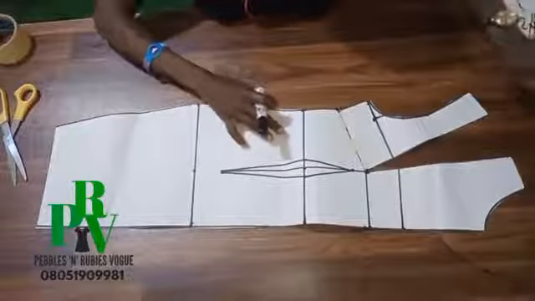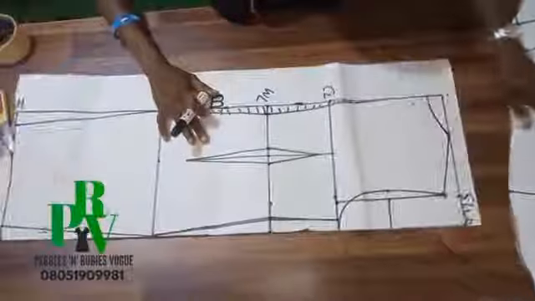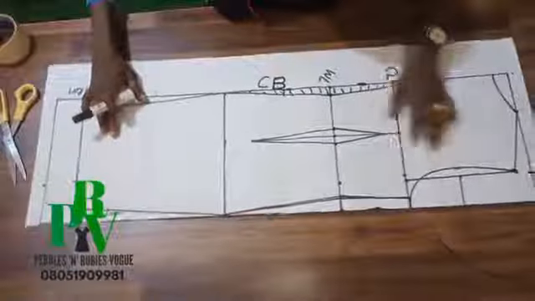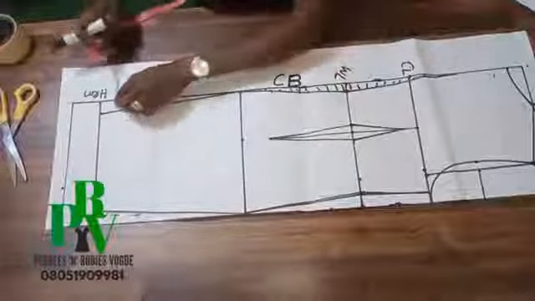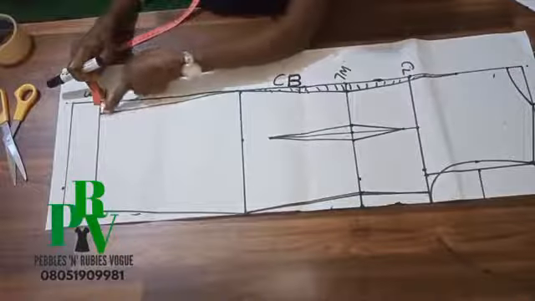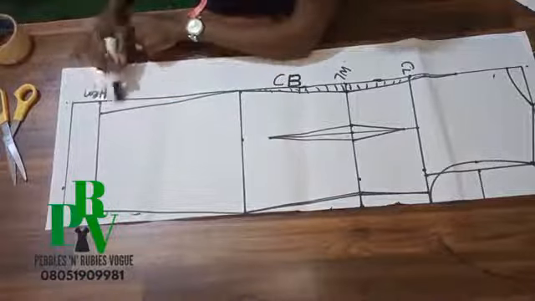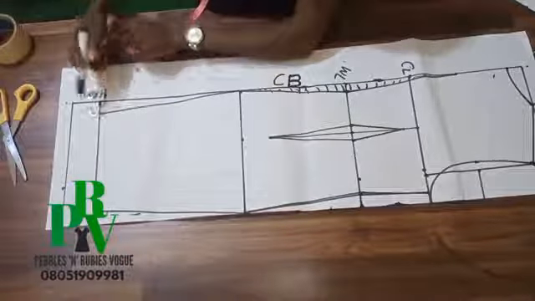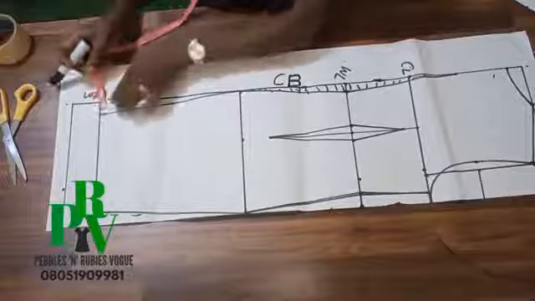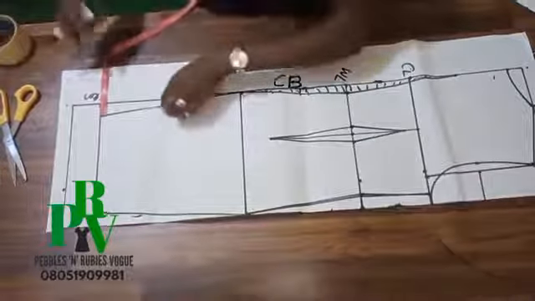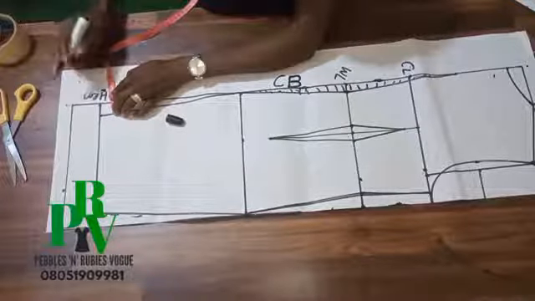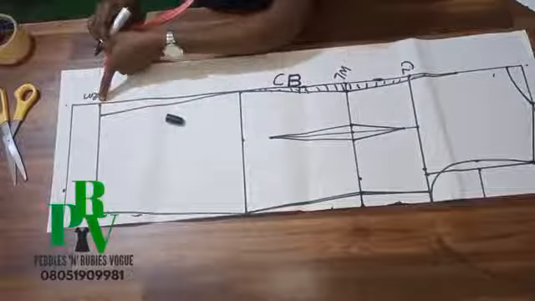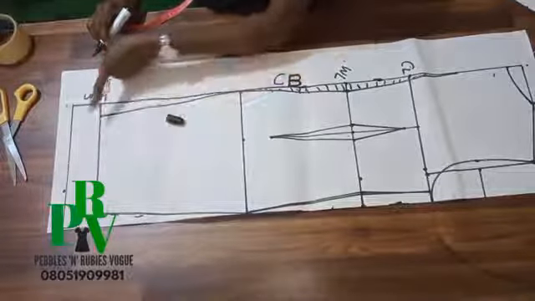I'll put this aside and pick the back block. Now on the back block, you come to this end of the back block. Remember the 1 inch we moved in from the center back. This is our center back. We moved in by 1 inch. So from that 1 inch, I'll mark 2 inch. Here we want to create a back vent. Okay, so I'll mark 2 inch from that point. Not from the center back, from this 1 inch that we have moved in with.